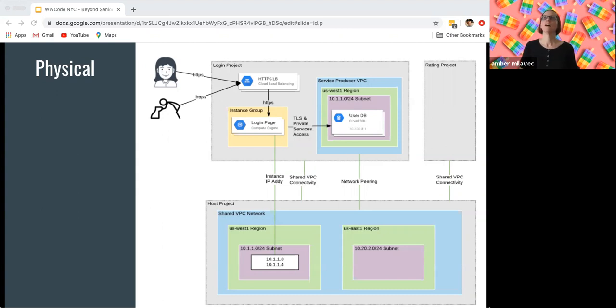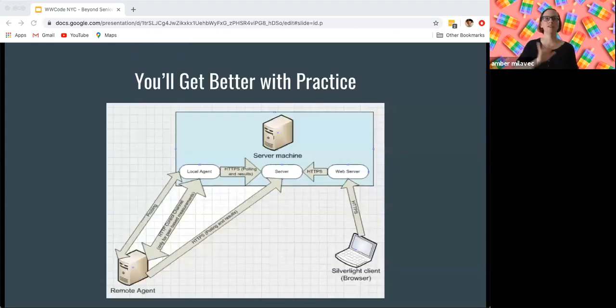And trust me, you will get better with practice. The more you draw these pictures, the more times you go through them and share them with others and get feedback, you will get better. These are examples of what some of my earlier diagrams looked like, but they're pretty bad. So you'll get better.